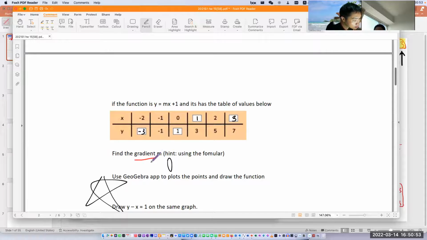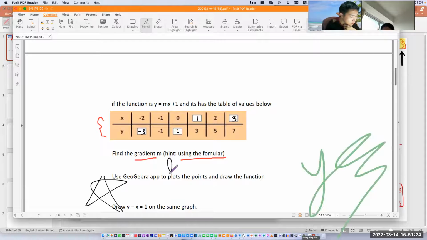Find the gradient. So what's the gradient for this question? The hint is to use the formula. Were you taught the formula to find the gradient already? Hello? Is it? Yes. Okay, good.